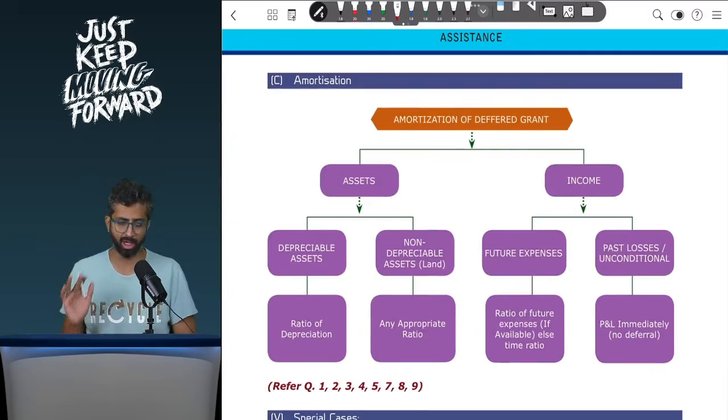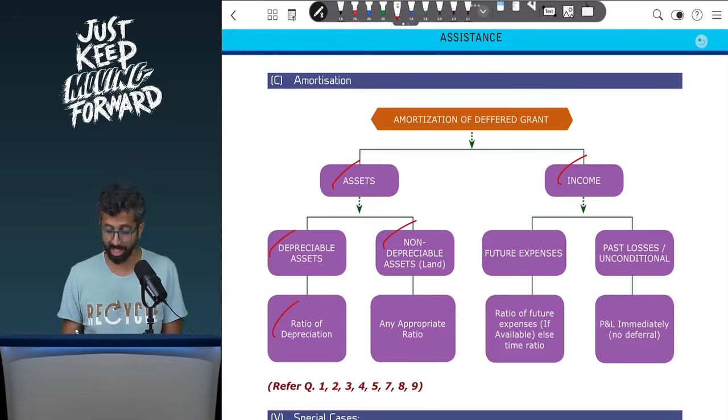So if there's a deferred grant balance, you will ask yourself: is it a grant linked to asset or a grant linked to income? If it is a grant linked to asset and there's a depreciable asset, you will defer it in the ratio of depreciation. However, if it is a non-depreciable asset like land, then in any other appropriate ratio like expenses or project life.